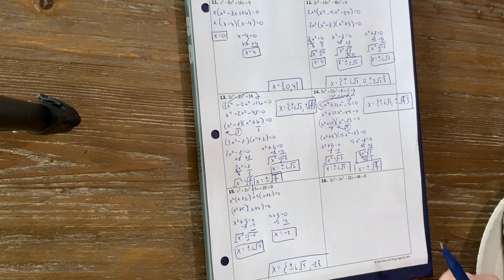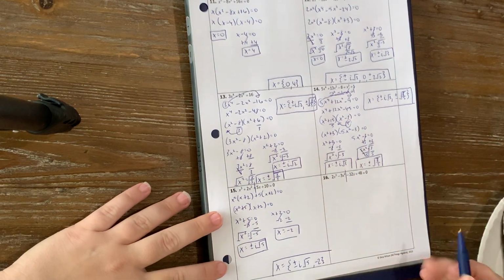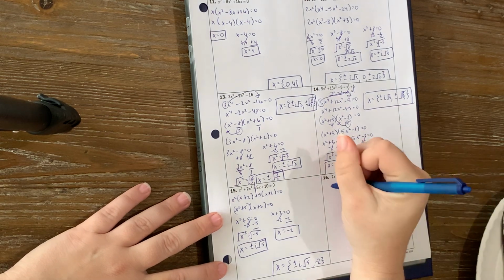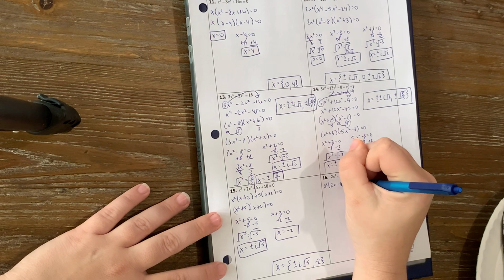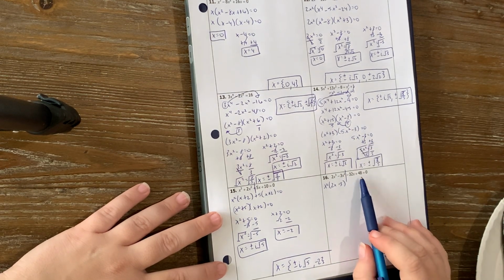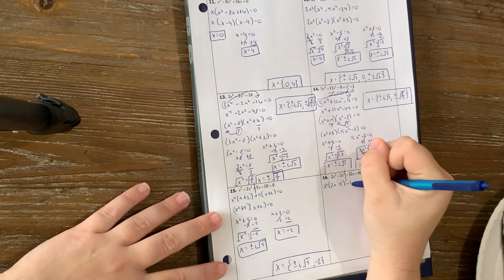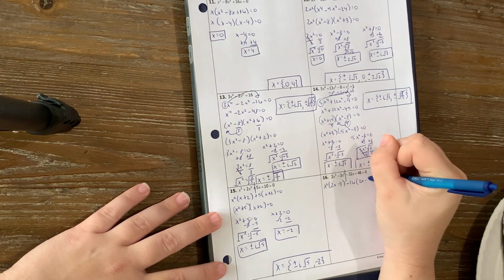Okay, and then the last one, same thing, we have 4 terms, so we're going to do the grouping method, so cut down the middle. What can we factor out of the first set here? We can take an x squared out. That leaves us with 2x minus 3. Out of the second half here, what can we take out of that? We can factor a negative 16 out. And that also leaves us with 2x minus 3.